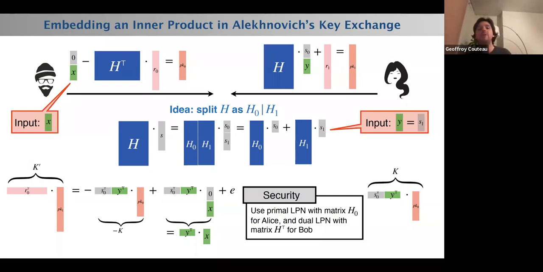It's a protocol that gives you non-interactive inner products with some inverse polynomial noise that you can make as small as you want by increasing the parameters, for large enough vectors.